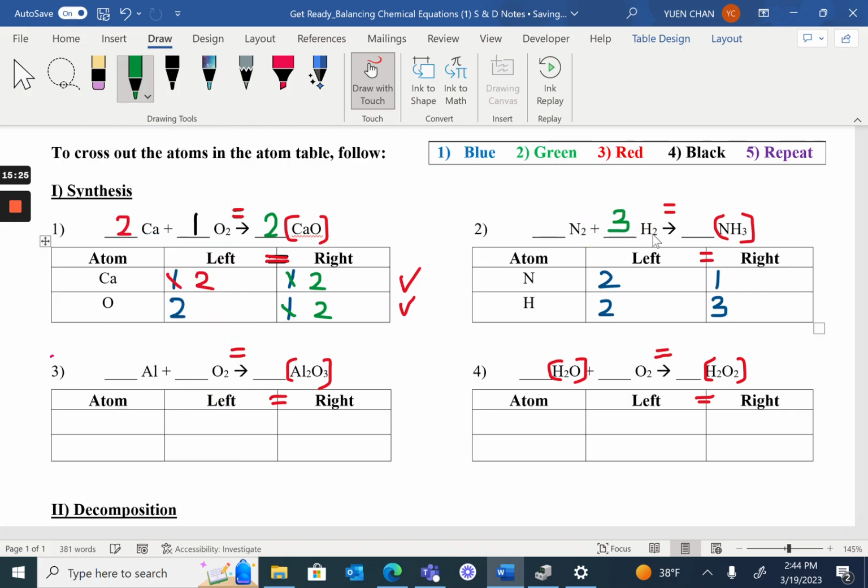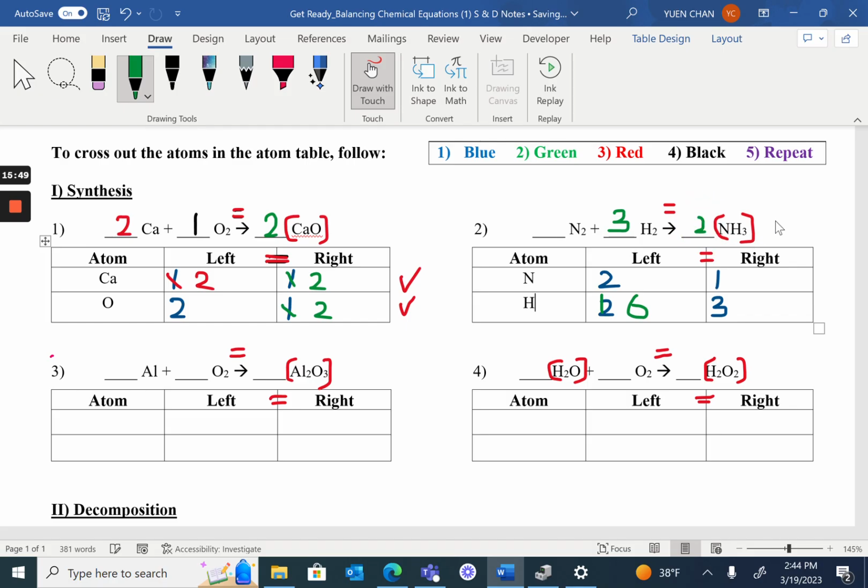So I change the number on the equation first, then I change the number on the bottom. So I want 6, right? I want 6 on the left hand side. So I have to put 3 here to make 3 times 3 is 6. And then on the right hand side, I also want my H6. In order for me to have the H6, I have to put 2 here.